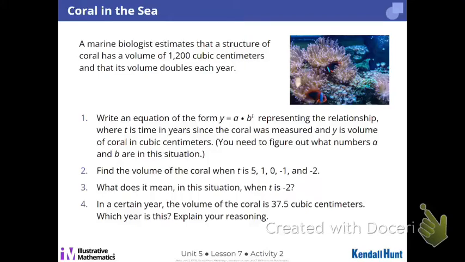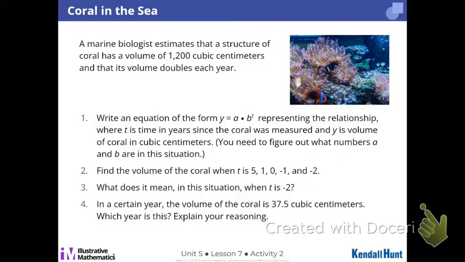Today we're talking about coral, okay? In coral, this marine biologist, I don't know his name, we'll call him Ronnie, he estimates that a structure of coral has a volume of 1,200 cubic centimeters. So that's volume. And that volume doubles each year. You guys know coral is like alive, kind of? Yeah. So it's doubling.